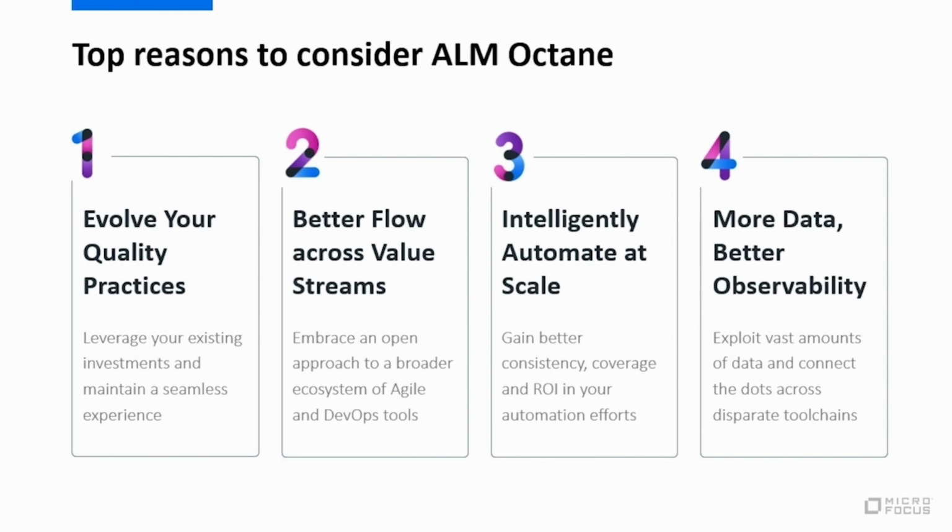These include: one, evolve our quality practices while leveraging existing investments. Two, embrace Agile and DevOps tools to gain a better flow across our value streams. Three, automate our processes at large scales to improve ROI. And four, achieve outstanding visibility across all teams, projects, and tool chains.